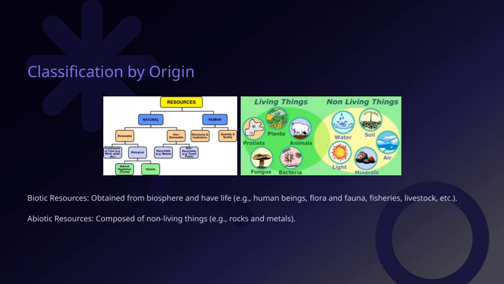When we talk about classification by origin, it helps us understand how these resources come into being and how they can be replenished or exhausted. Recognizing whether a resource is abiotic or biotic guides us in managing them responsibly and ensuring their availability for future generations, which ties back to our overall theme of sustainable resource use.